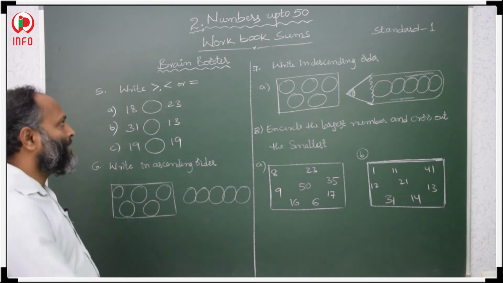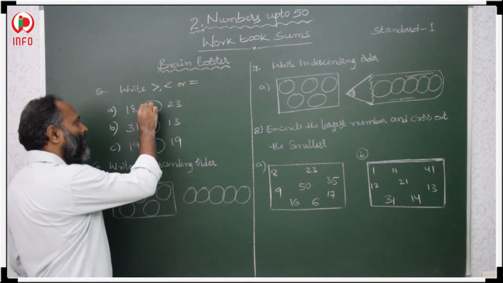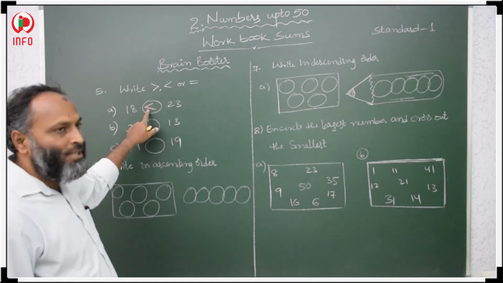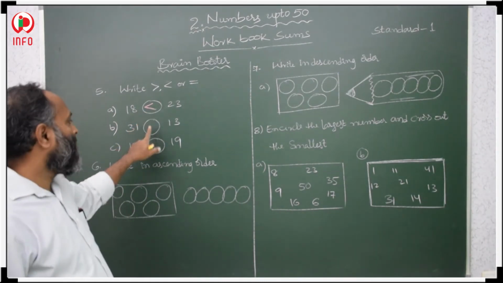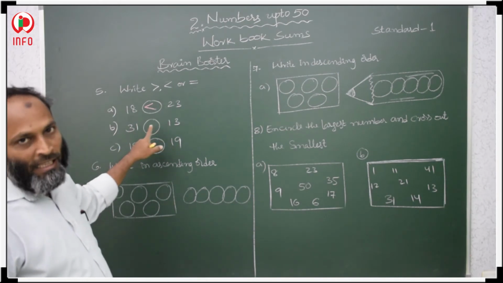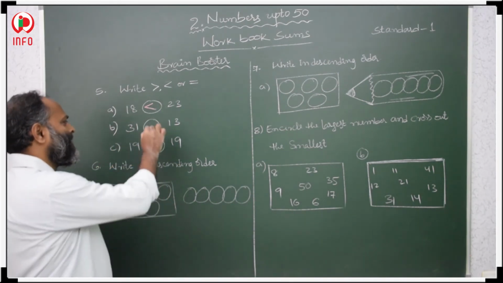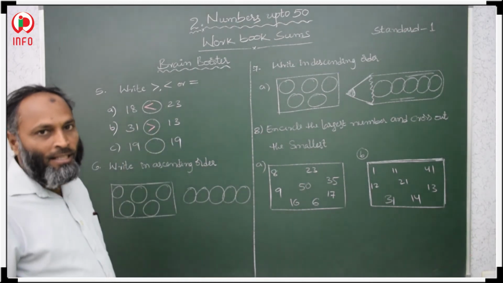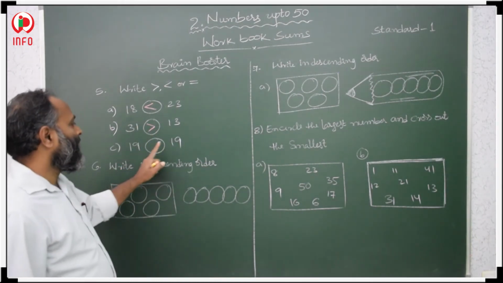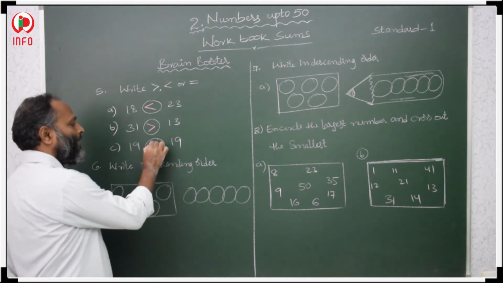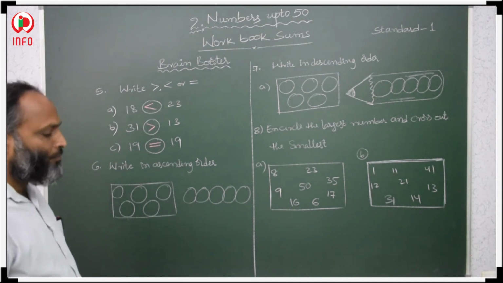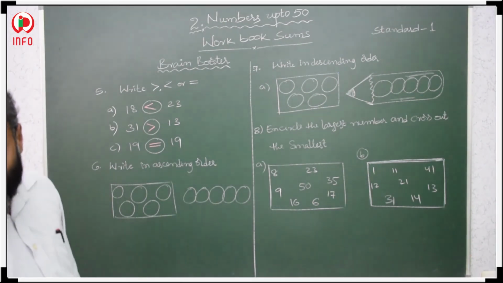Which means we have to use less than. This is the symbol for less than. Remember, 18 is less than 23. Here 31 and 30: 31 is greater than 30, so this is the greater than symbol. And here 19 and 19: both are equal.